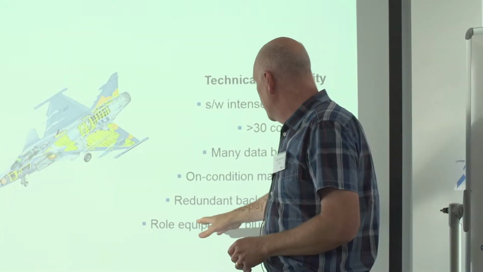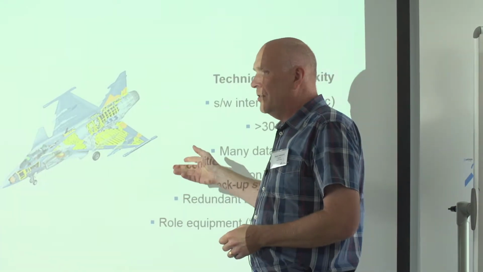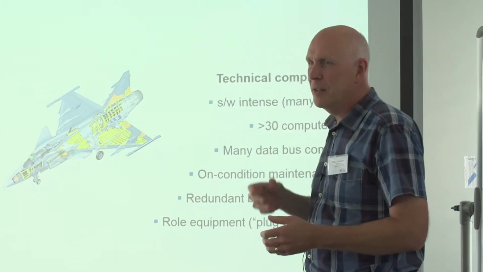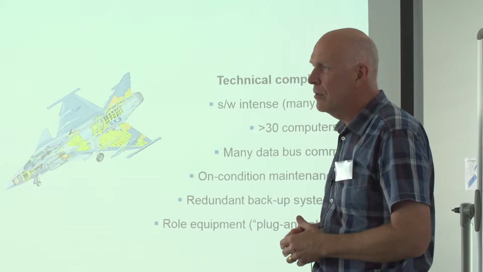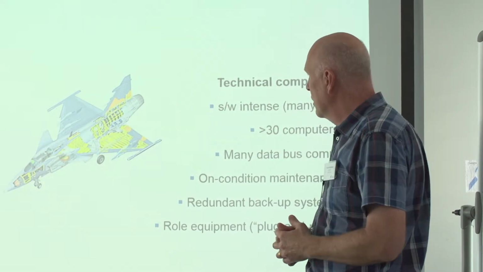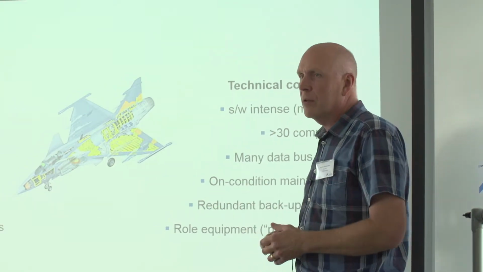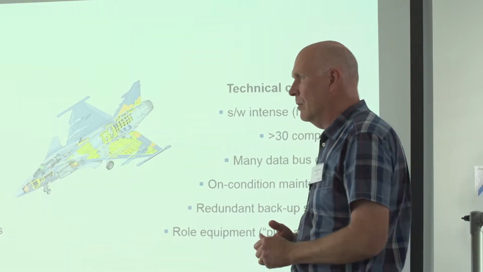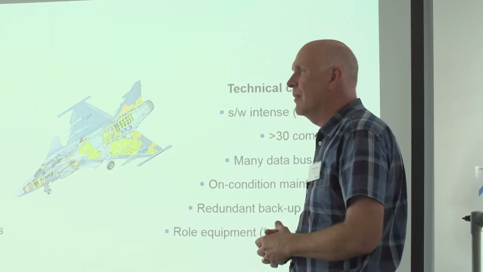And there is also role equipment. I don't know if you know the JAS concept. Jakt, attack, spaning is in Swedish. That means that you can have different roles in the air. So you can put on different loads, like weapons and cannons and fuel tanks and everything. You can combine and have different configurations on the aircraft: one configuration in the afternoon and one in the evening.